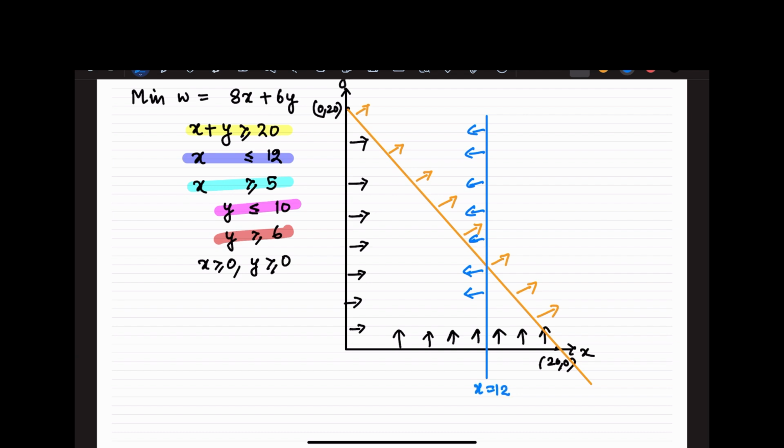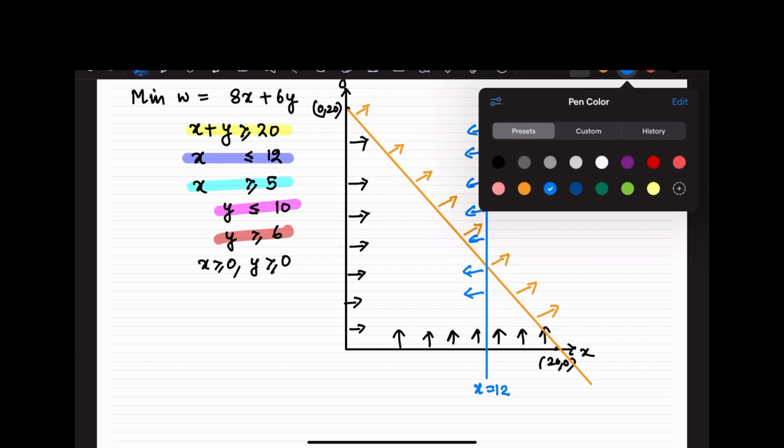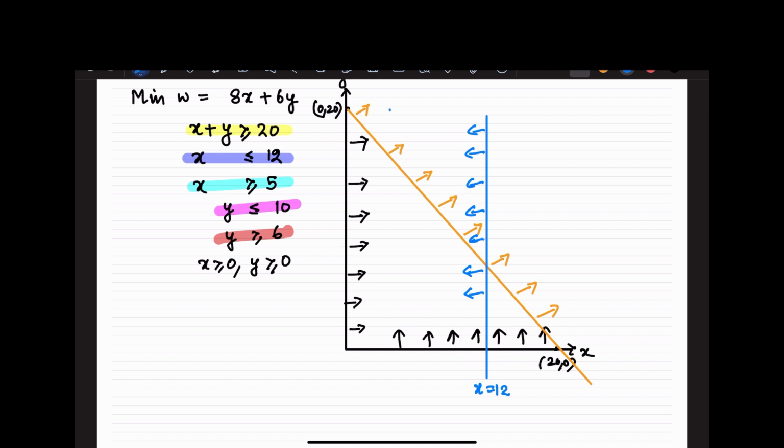Next, we see this x greater than or equal to 5. So there is again a vertical line at x equals 5. So let's say this is the line at x equals 5. If you put 0, is 0 greater than or equal to 5, which is obviously false. If it is false, the region is away from the origin.